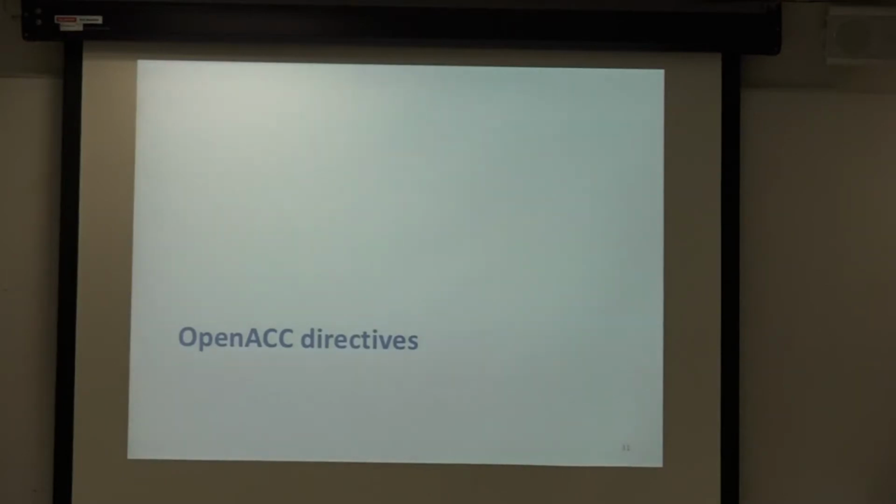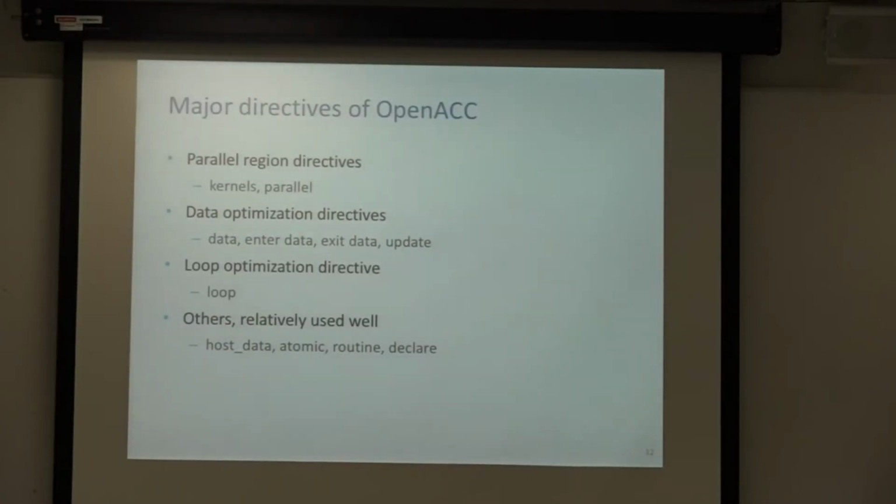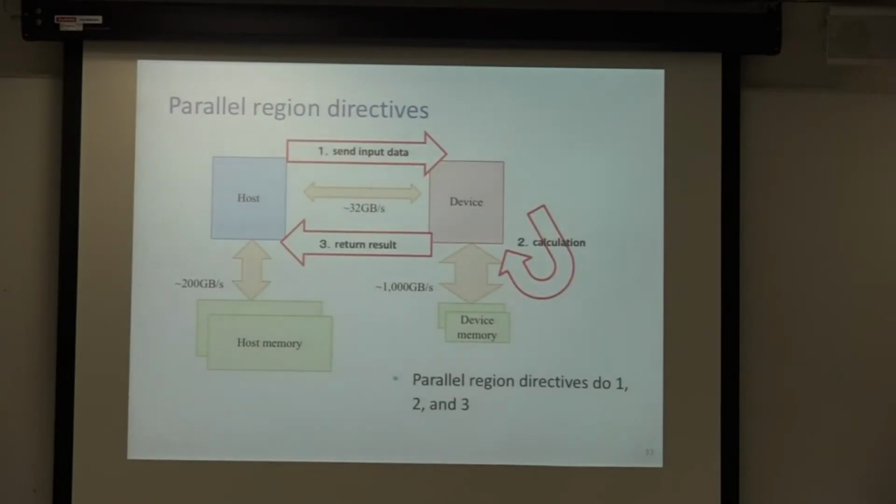Okay, I'll explain about OpenACC directives. There are three major kinds of directives in OpenACC: parallel region directives, data optimization directives, loop optimization directives, and others. First, I explain about the parallel region directives. Parallel region directives are for sending input data, calculation, and returning results. So this directive does all the GPU process.